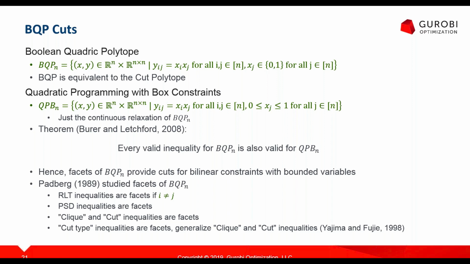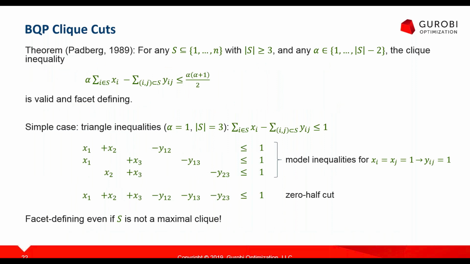And as a first thing, what we currently just do is to look at these clique inequalities. The theorem of Padberg says that if you have any subset S of the index set that has at least 3 elements, and you have any integer number between 1 and the cardinality of S minus 2, then this clique inequality that you see here on the slide is valid and facet defining.